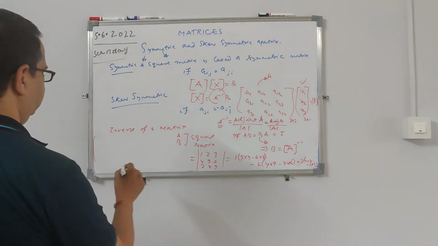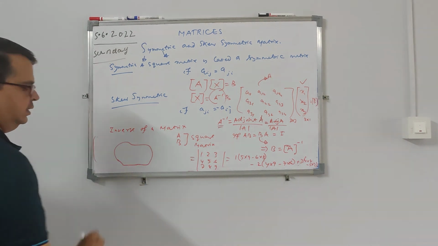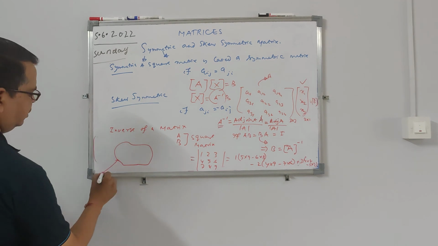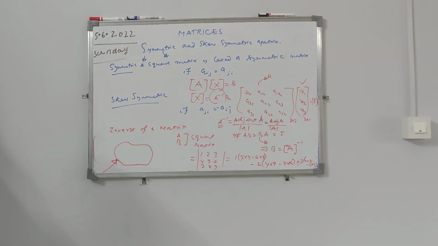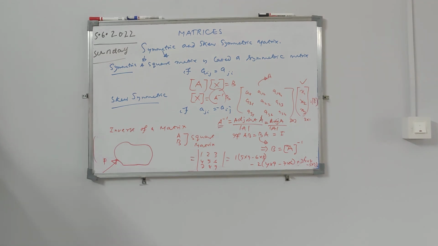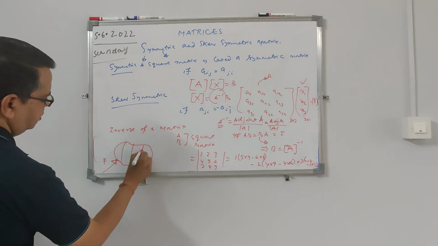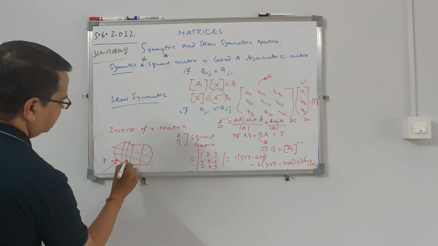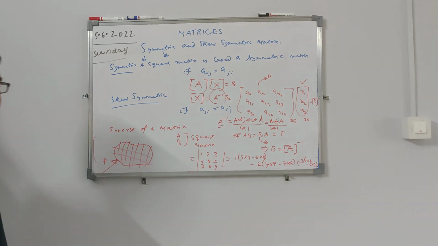So you have a structure like this. I am applying some force on this. This force is a vector, it will be in different directions, x, y, and z. If you take the components, it will have three directions of force. And this structure, we divide it into a finite number of points.